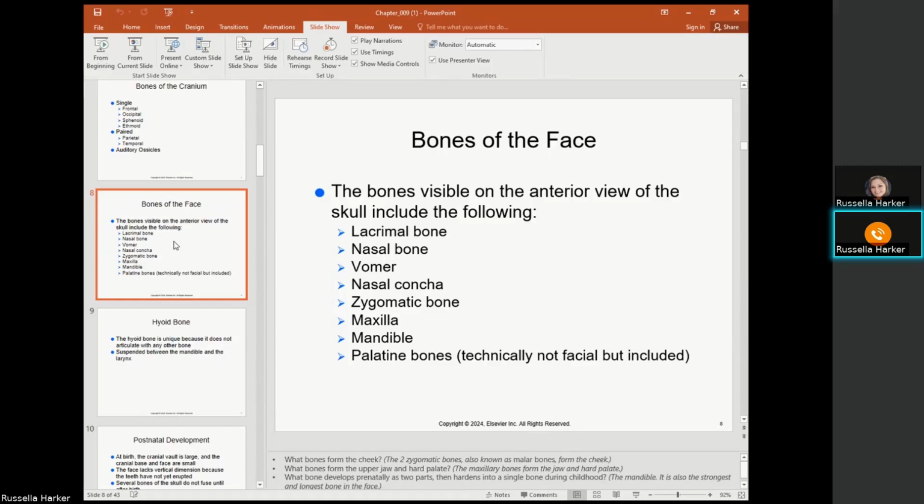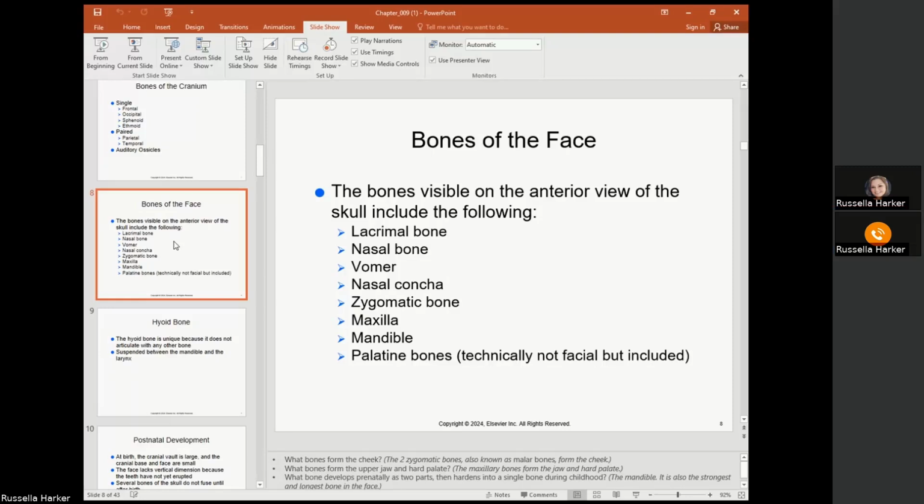In early childhood, it ossifies or hardens into a single bone. The symphysis is located in the midline and forms the mental protuberance, commonly known as the chin. So when they refer to something mental in dentistry, they're talking about the chin.